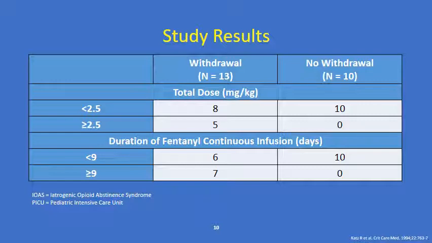And looking at duration, 9 days of the fentanyl continuous infusion was deemed the cutoff. And if you look at less than 9 days, some patients demonstrated withdrawal, some did not. Versus when you look at the cutoff, anyone that was on it for at least 9 days, all of the patients experienced withdrawal from it. So the takeaway point here is the higher the dose, the longer duration of exposure, the higher probability the patient will withdraw.